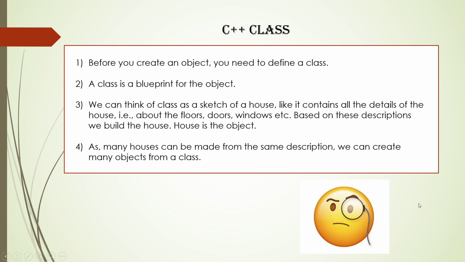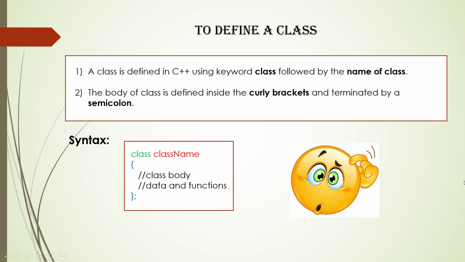Now comes how to define a class, that is class definition. It can be done by using the keyword class followed by the name of the class and then the body of the class. It's defined inside curly brackets and terminated by a semicolon. See the syntax I have mentioned here. Let's see one example of defining a class.